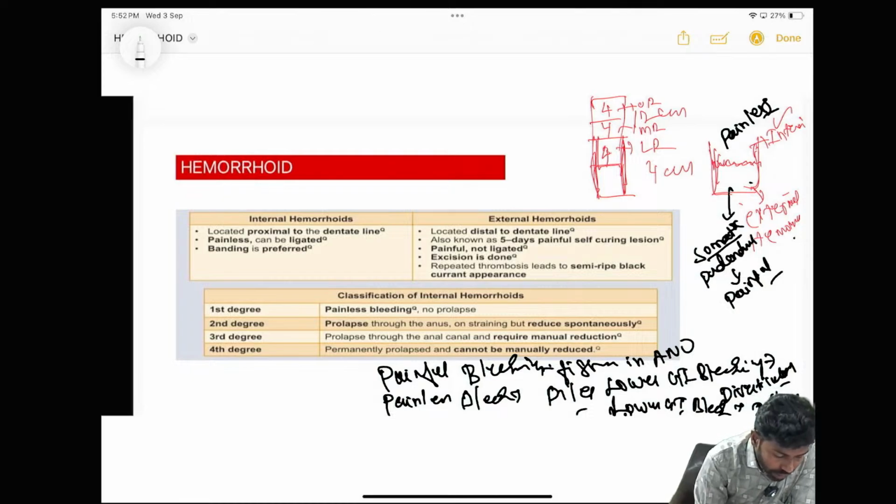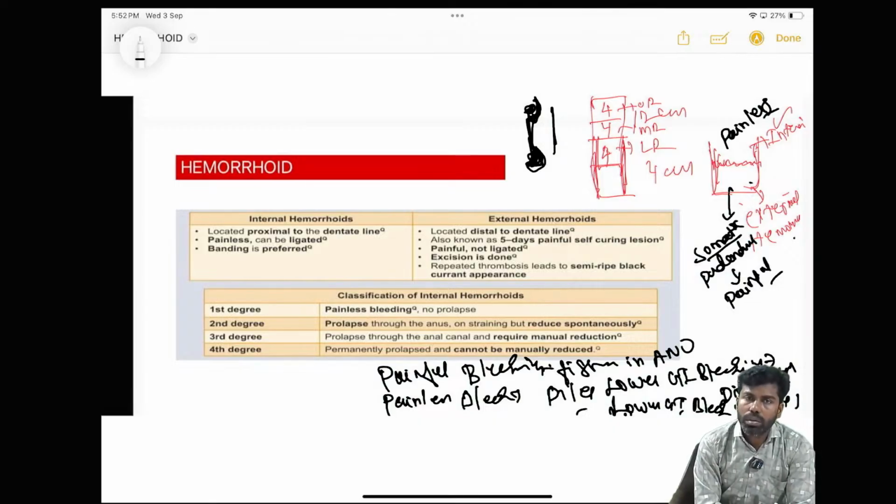External hemorrhoids are covered with skin. I will show you the picture later. If it is like this, external hemorrhoids will be at this place. At the anocutaneous junction, the pile mass is covered with skin, but internal hemorrhoids are covered with mucosa. Piles are very well seen rather than palpated. That's a pile mass, a vascular lesion.